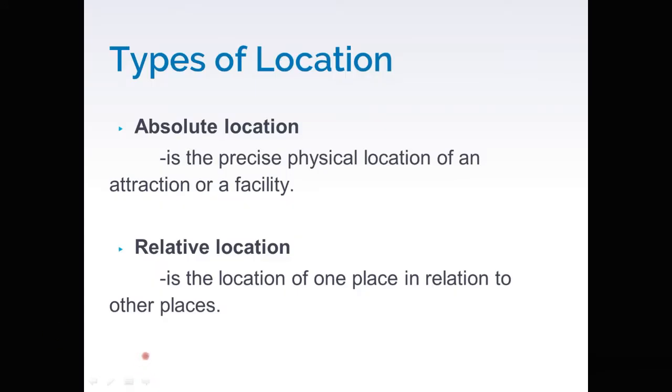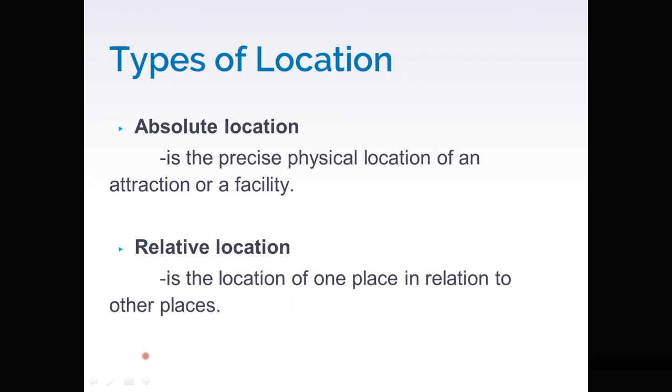Next one is the types of location. We have two types of location: the absolute location and the relative location. Pag sinabi nating absolute, it is the precise physical location of an attraction or facility. From the word itself, precise or fixed position. Usually, ito yung isang lokasyon na hindi naman nagbabago-bago.